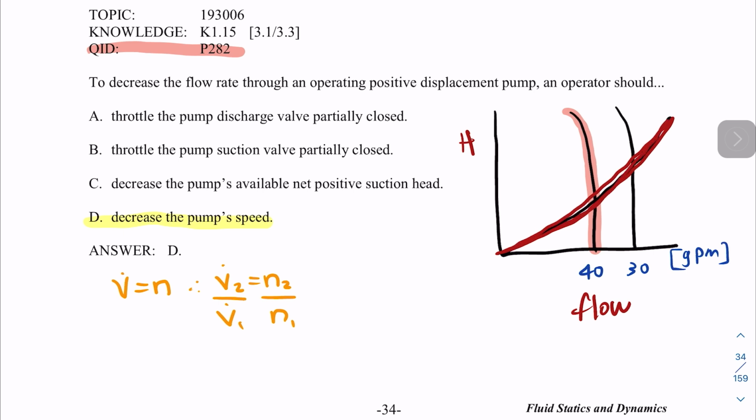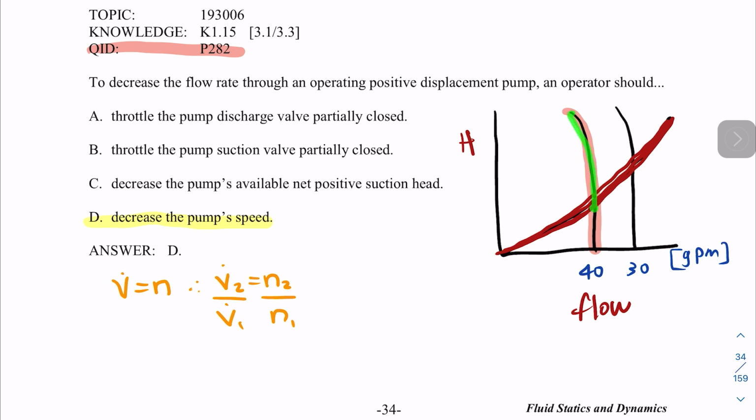This is my throttle, and this is my line for my PDP. So the head is not going to change on a PDP. The flow remains the same, but the head, we can increase the head, right?